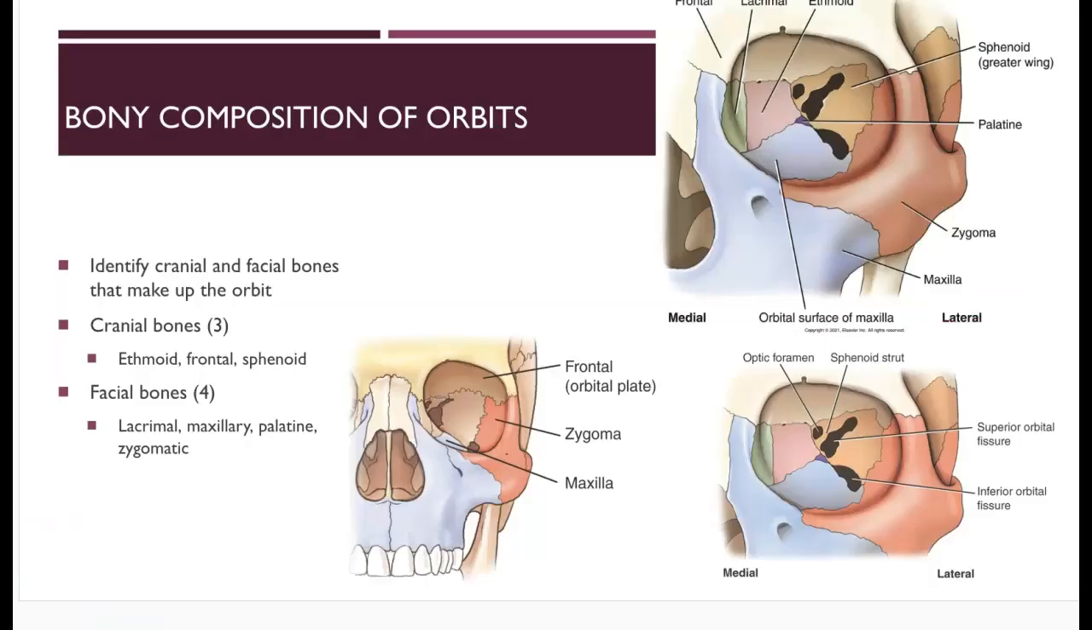So when looking at the bony composition of the orbits, we need to be able to identify the cranial and facial bones that make up the orbit. The cranial bones that make up the orbit are the ethmoid, the frontal, and the sphenoid. And the facial bones that make up the orbit are the lacrimal, the maxillary, the palatine, and the zygomatic.